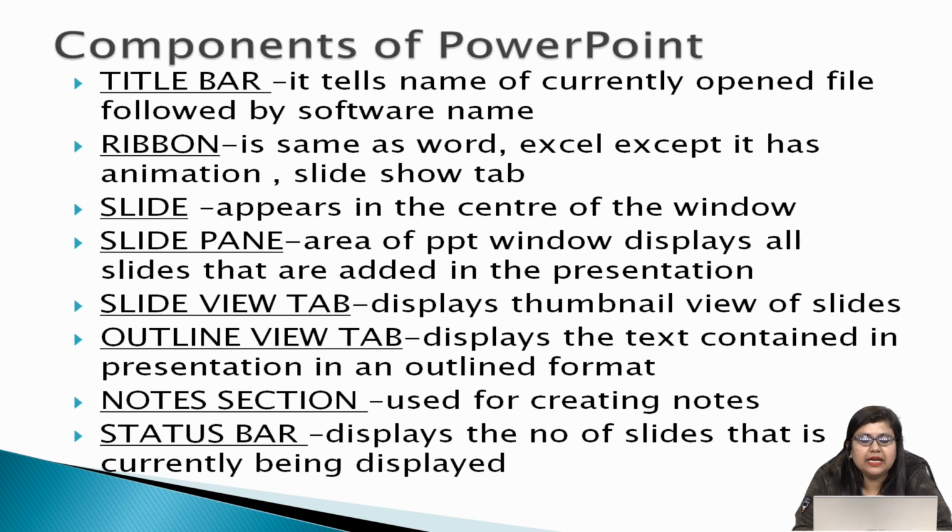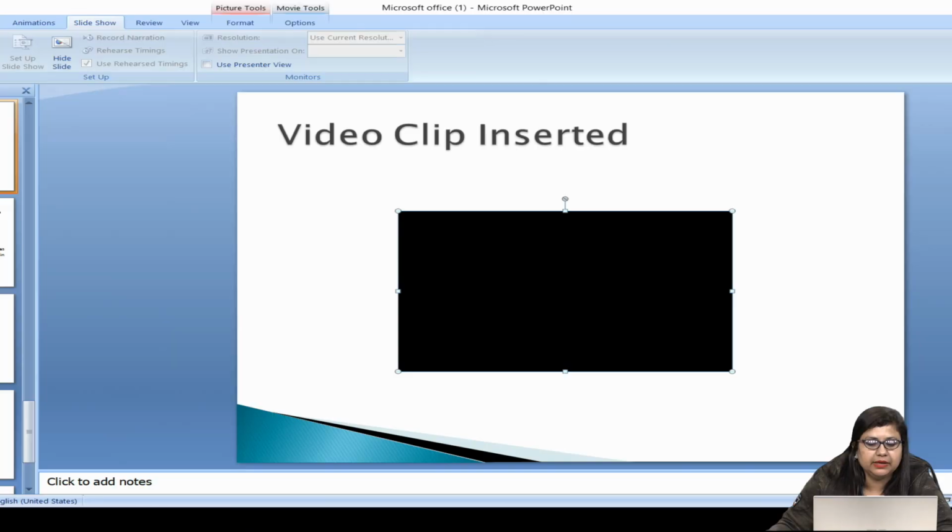The slide panel is the area of the PPT window that displays all the slides that are added in the presentation. The slide view tab displays the thumbnail view of the slides. The outline view tab displays the text contained in the presentation in an outlined format. The note section is used for creating notes. The status bar displays the number of the slide that is currently being displayed.